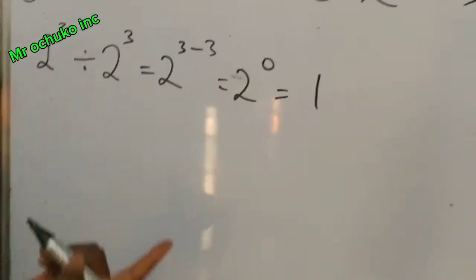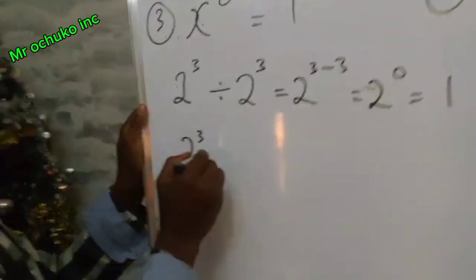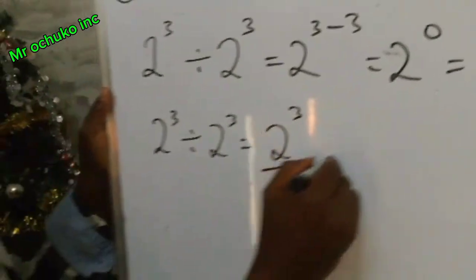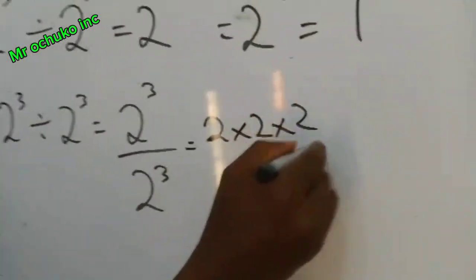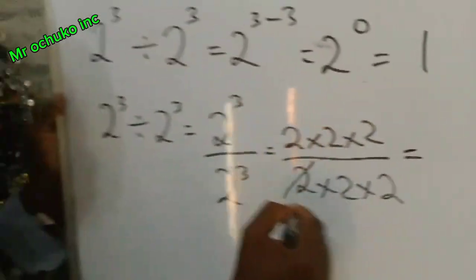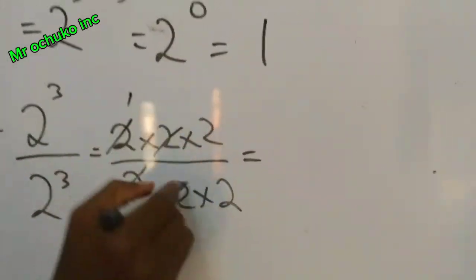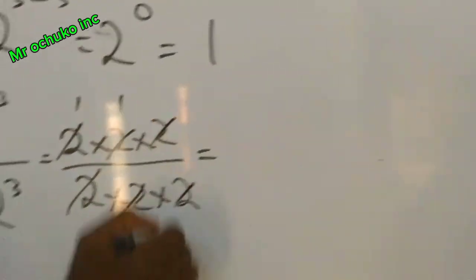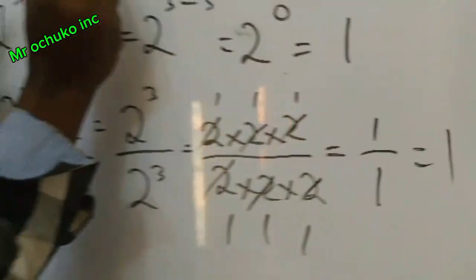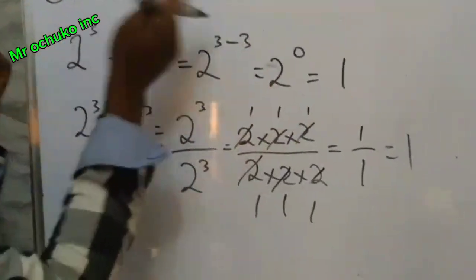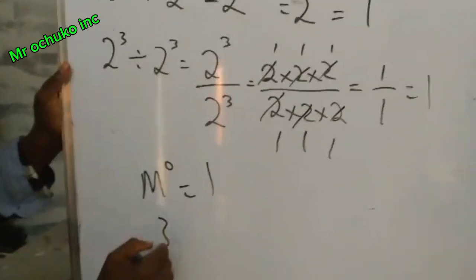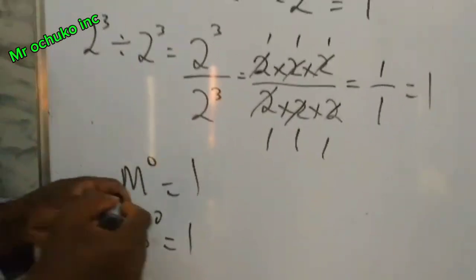Let's go to the expansion. By expansion, 2 raised to the power 3 divided by 2 raised to the power 3 means 2 times 2 times 2 all over 2 times 2 times 2. And that will give you 2 divided by 2 is 1, three times, which is 1 over 1, which is 1. So this confirms the law which says anything raised to the power 0 is 1. m raised to the power 0 is 1, 3 raised to the power 0 is 1. Any number raised to the power 0 is 1.